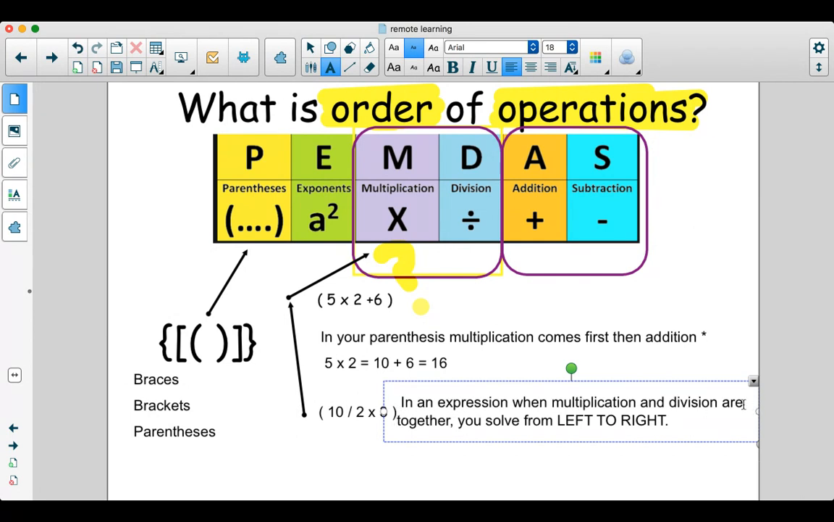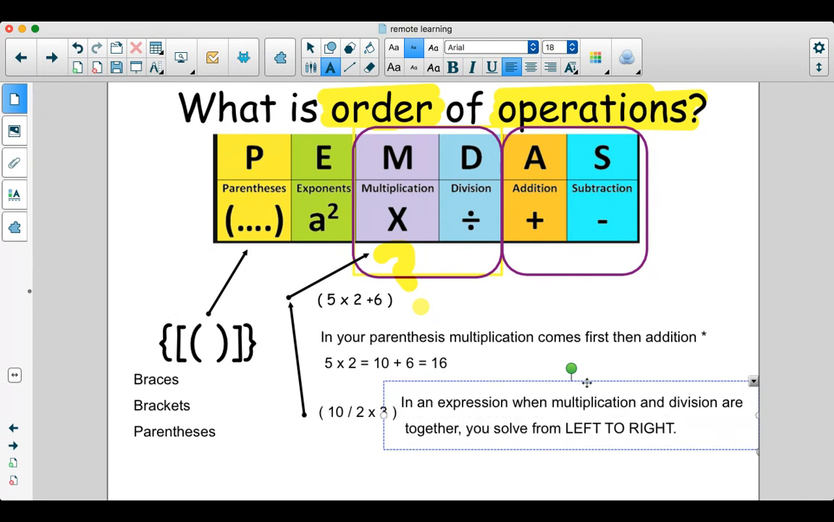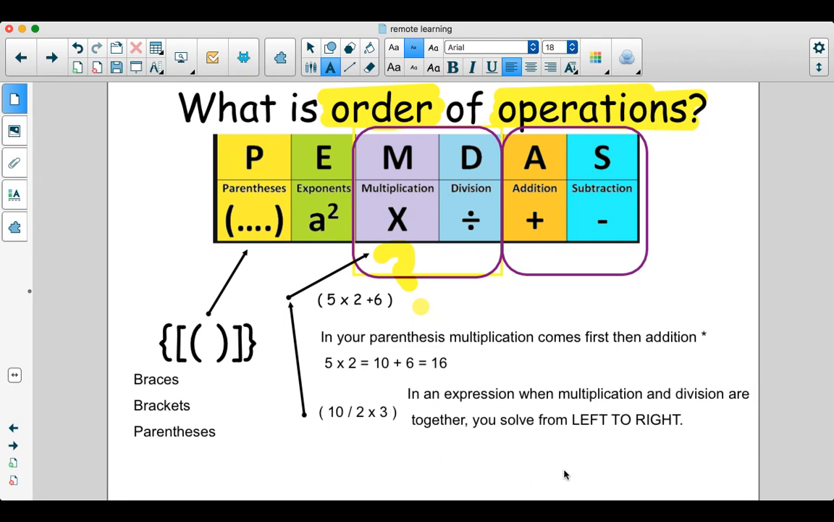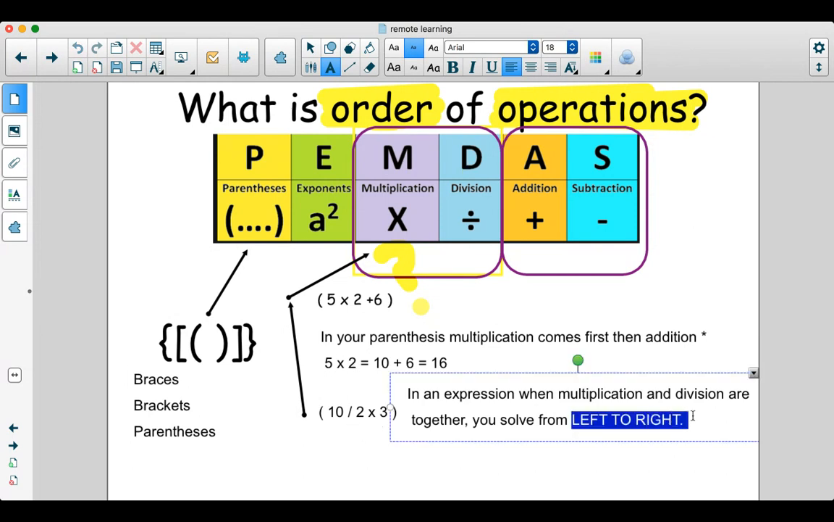That's always the rule. It doesn't just work on a Monday or a Tuesday. We're not just going to follow this on a Friday morning. It's always the case. If you have multiplication and division, you work from left to right.